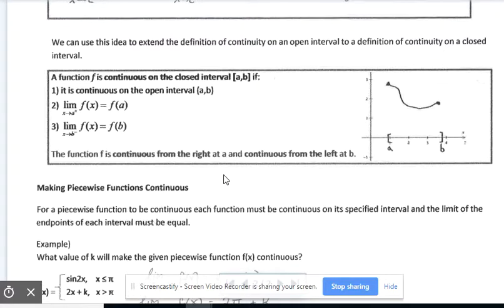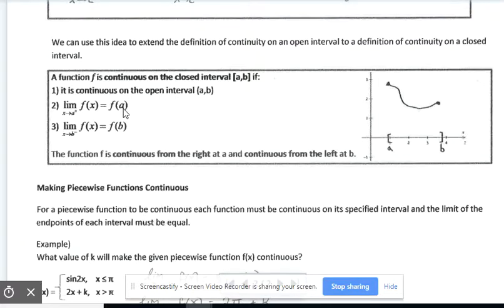So we can use this idea to extend the definition of continuity on an open interval to a definition of continuity on a closed interval. So now instead of looking at the whole -infinity to infinity, we're just looking at a specific interval on a graph. A function is continuous on the closed interval a to b if, first of all, it has to be continuous on the open interval.